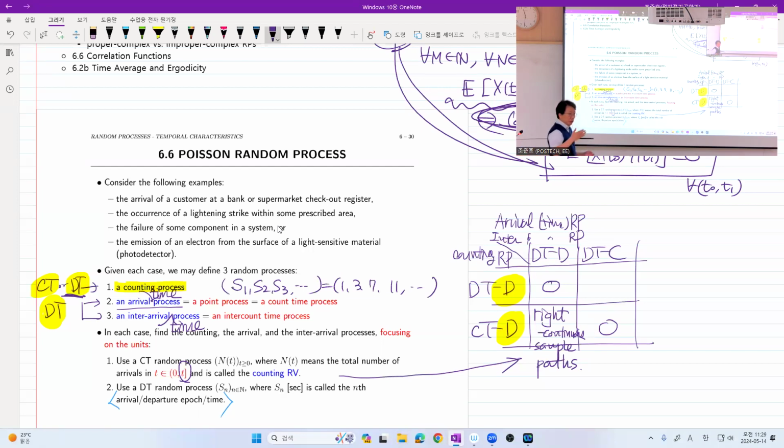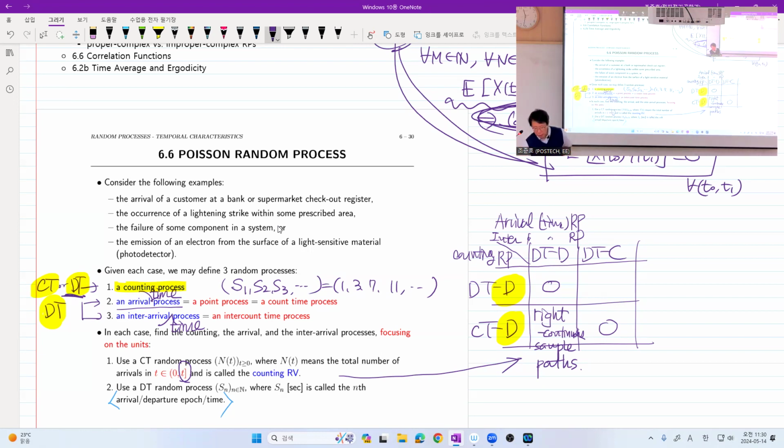What does that mean? Given the discrete time counting process, at time 0 your value is 0. And at discrete time 1, you have a single jump. And then to 3, and 4, 5, 6, 7, 8, 9, 10, 11, something like that. Got it? So from this discrete time random process, the arrival time process S, you can find the discrete time counting process.